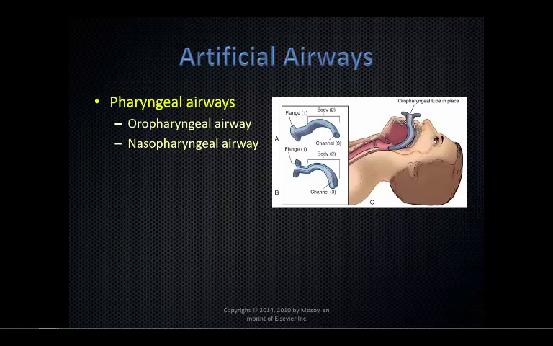a conscious patient. You're going to measure, so the oropharyngeal airway is measured from the angle of the jaw to the edge of the mouth. That's where you're going to measure for the size of the oropharyngeal airway. And then for the nasopharyngeal airway, you're going to measure from the nose to the angle of the jaw.